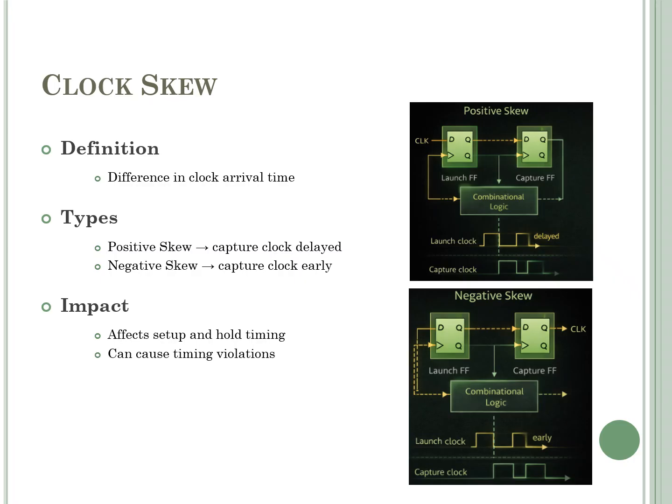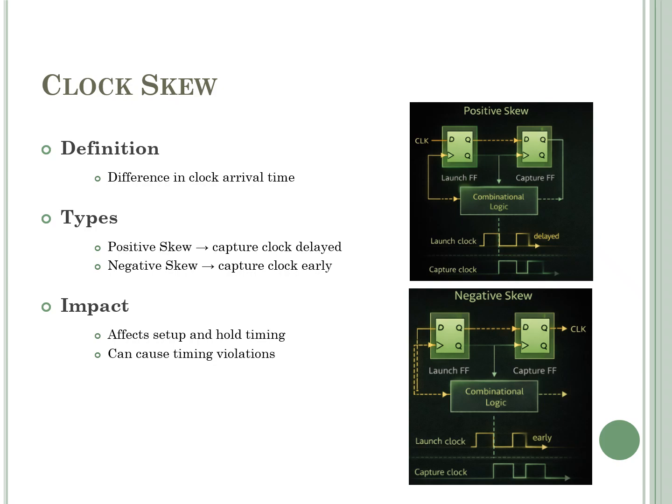Setup time impact: positive skew helps setup timing and negative skew makes setup timing worse. Hold time impact: positive skew makes hold time worse and negative skew helps hold timing. Clock skew is a trade-off between setup and hold. If skew is too large, it can cause timing violations, both setup violation and hold violation, and the circuit may fail.